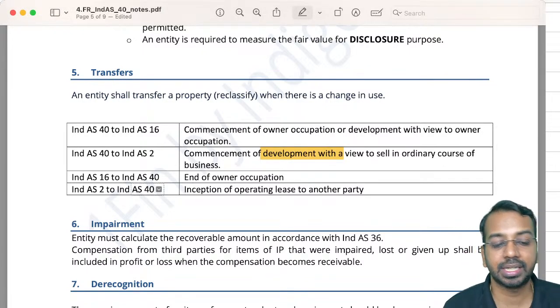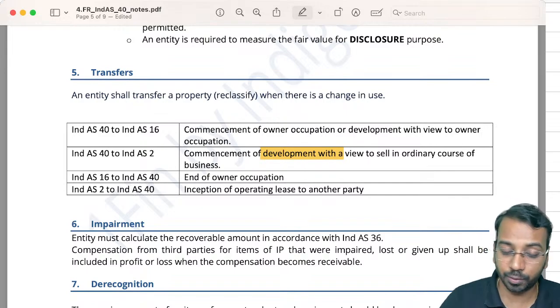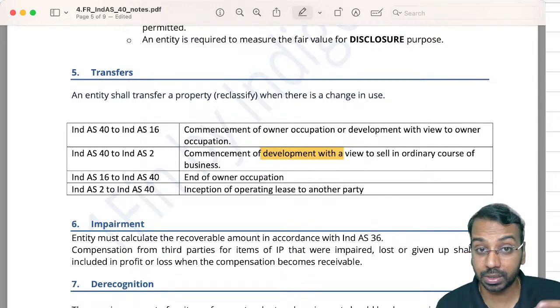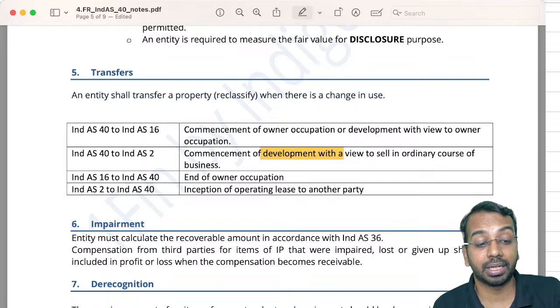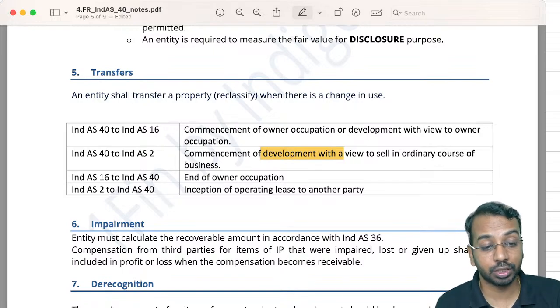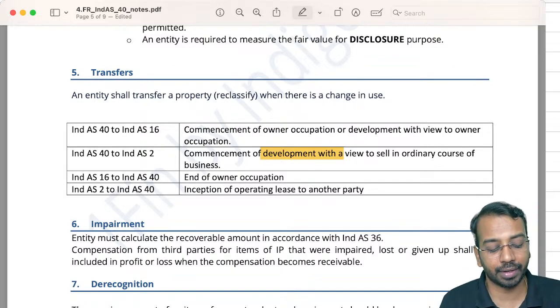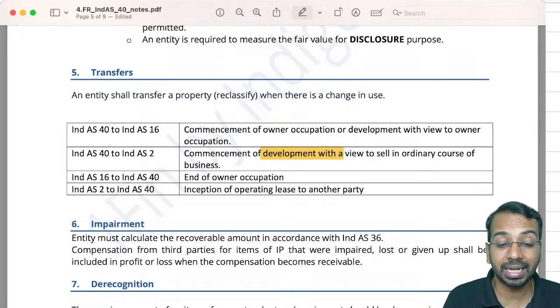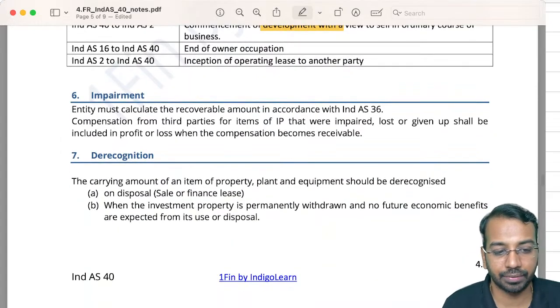If it is from Ind AS 16 to Ind AS 40, means earlier it was in property, plant and equipment. Now it is investment property. Or from Ind AS 2 to Ind AS 40, it was an inventory, but now I have given it out on rent to others. In that case, you will reclassify. Now at what value? You will reclassify the carrying amount from one to another. Okay, that is what is done. So it's just a reclassification in the books. The presentation will change. Impairment covered by Ind AS 36. When we get there, we'll cover that.